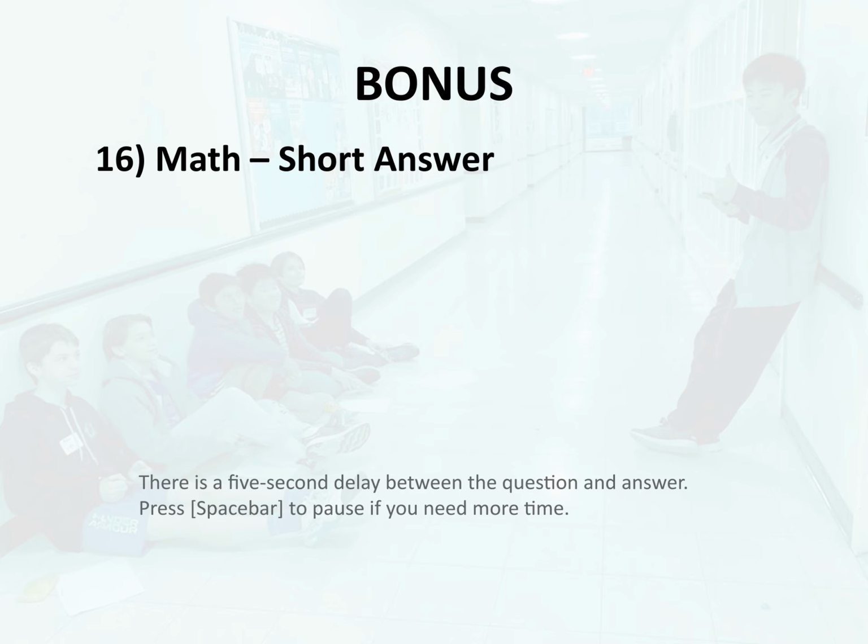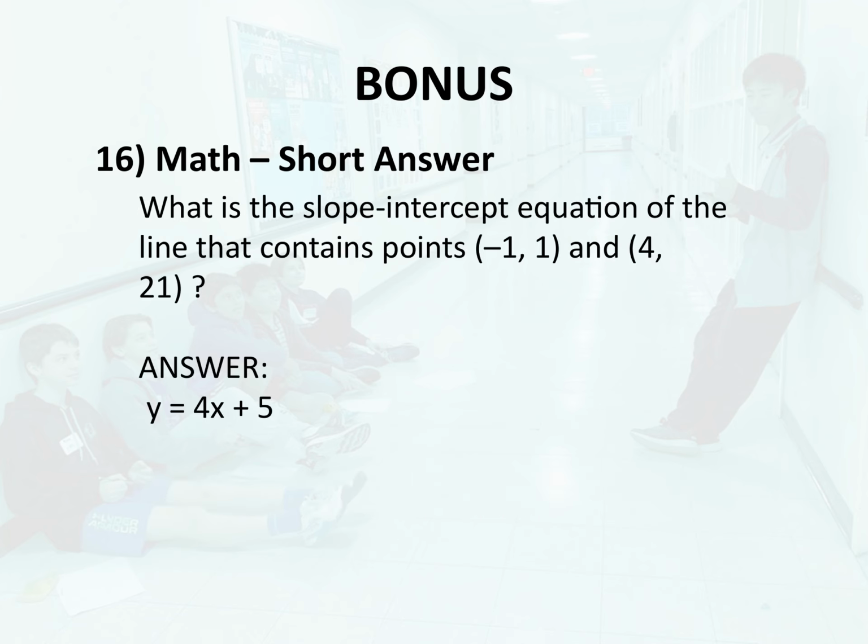Bonus 16. Math, short answer. What is the slope-intercept equation of the line that contains points (-1, 1) and (4, 21)? Answer: y equals 4x plus 5.